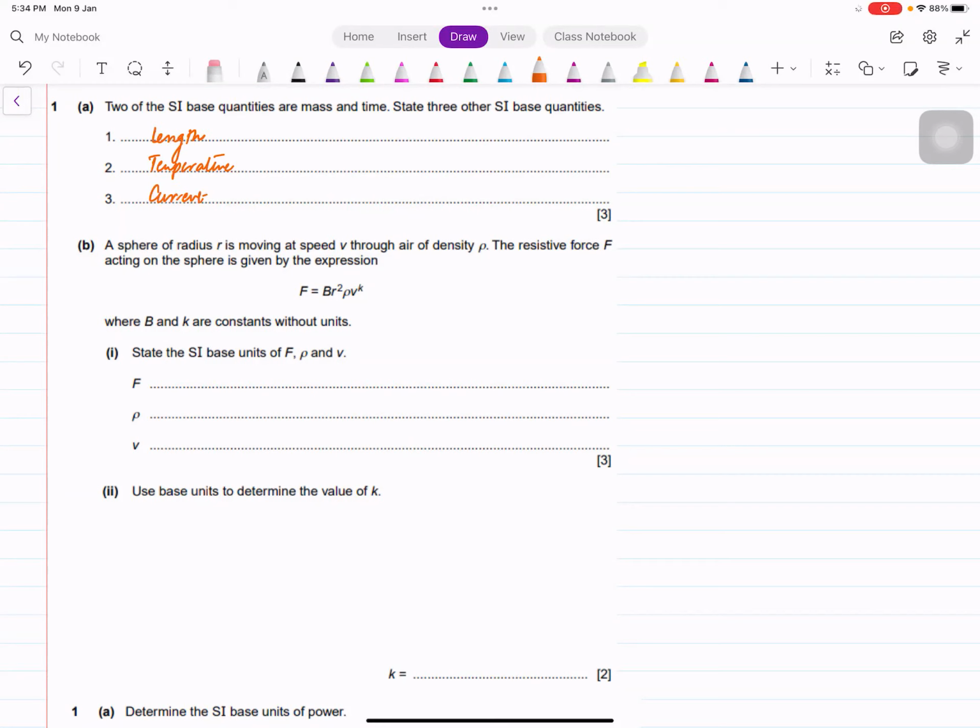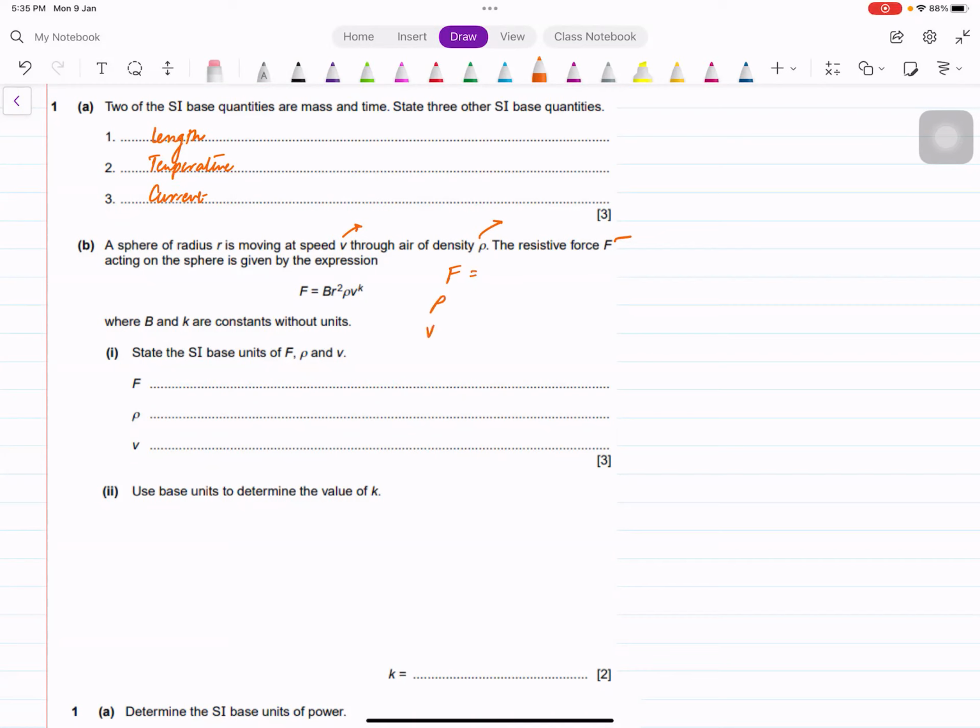Then it says a sphere of radius r is moving at speed v. So we have speed given. Air density is given. The resistive force F is given. And it says where B and K are constants without units. State the SI base units of F, rho, and V. Now, F is force, rho is density, and V is velocity.